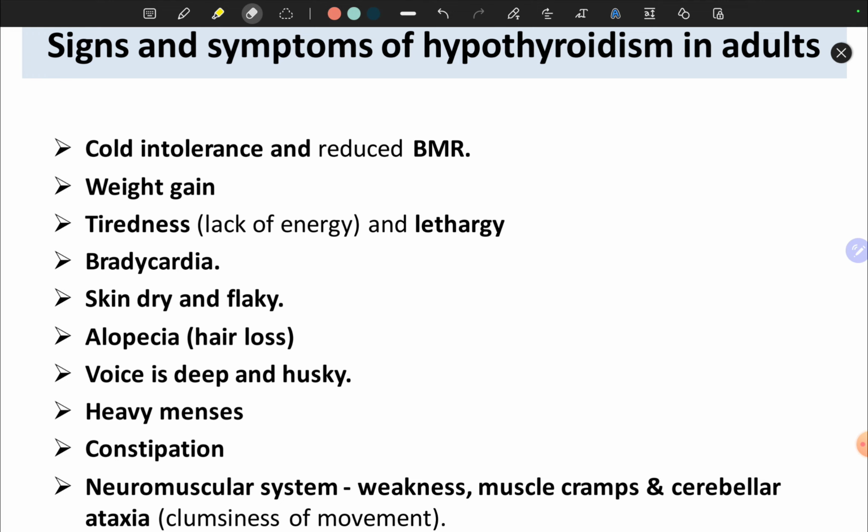They may have hair loss, they may have change in their voice and hoarseness of voice, husky. Heavy menses: in cases of hyperthyroidism, the menses will be scanty, irregular, with a very small amount of bleeding, but in cases of hypothyroidism, there will be heavy bleeding.